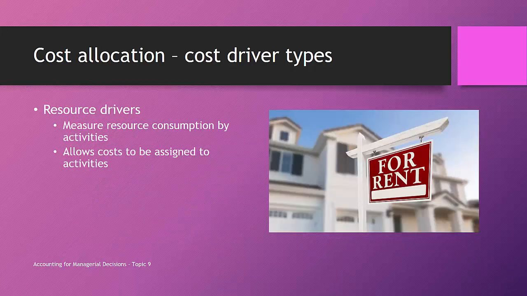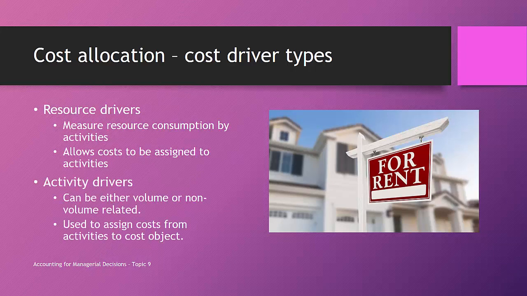Turning now to resource drivers, these are factors that measure resource consumption by activities. And what it does is it then allows costs to be assigned to various activities. And once you have these activities, you can then assign the cost from these activities to the cost object. So you're sort of following that idea of cost is happening, some activity is creating that, and then you can then assign the cost through the activity to the cost object.